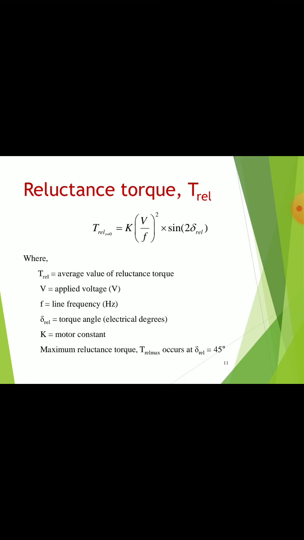Now we have the equation for reluctance torque. T reluctance is equal to K into (V by F) the whole square into sin 2 delta reluctance. Here T reluctance means the average value of reluctance torque. V is the applied voltage. F is the line frequency in hertz. Delta reluctance is the torque angle, and we will explain what the torque angle is and its significance in the following slides. K is the motor constant, and maximum reluctance torque T reluctance max occurs at delta reluctance equal to 45 degrees.